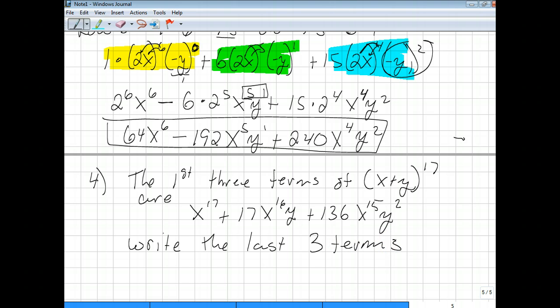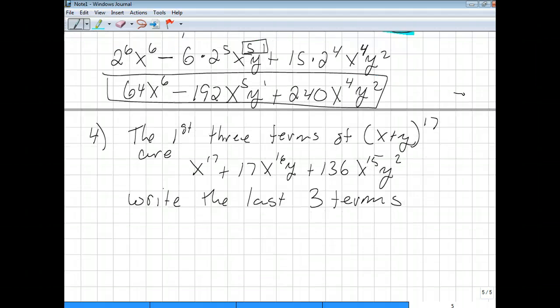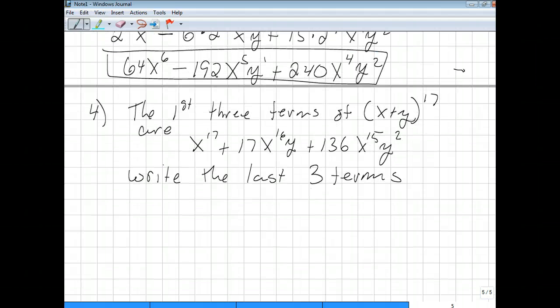Okay? Well, remember it's symmetric. And remember that the x's are decreasing, the y's are increasing. So my last y is going to be to the 17th power. Okay? Then the y before that is going to be y to the 16th, and it's going to be x to the 1, because the exponents have to add up to 17.